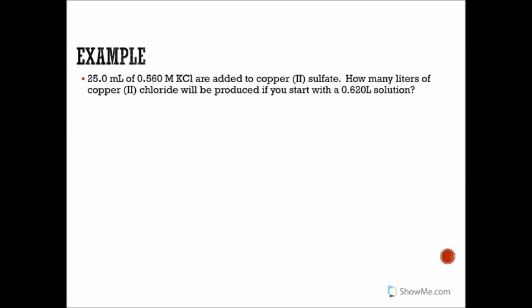And one more example here. We have 25 milliliters of 0.560 molar potassium chloride added to copper 2 sulfate. I'm just going to start. We have potassium chloride plus copper 2 sulfate. How many liters of copper 2 chloride will be produced if you start with a 0.620 liter solution?